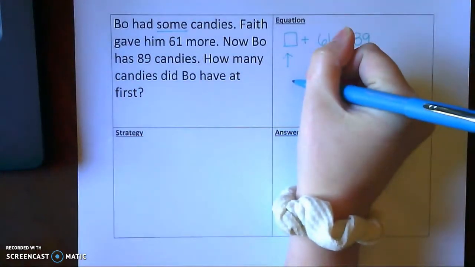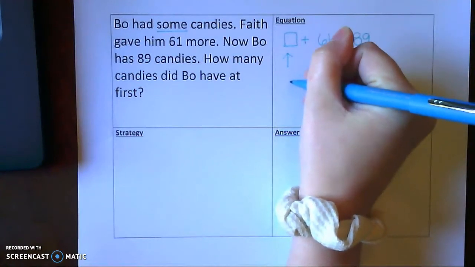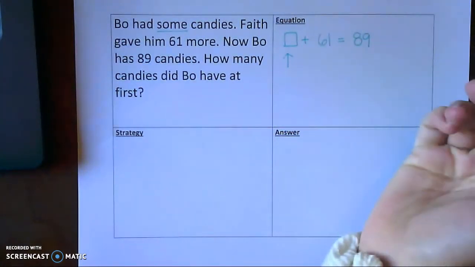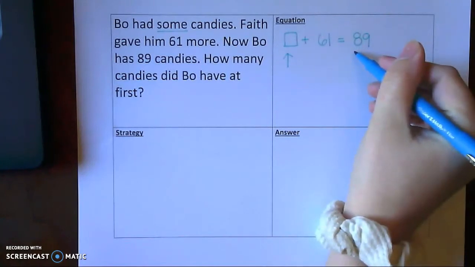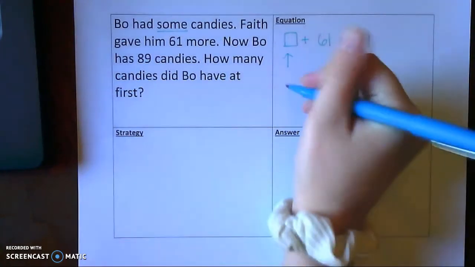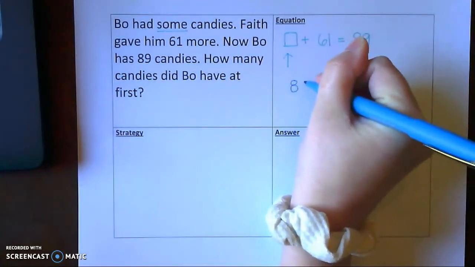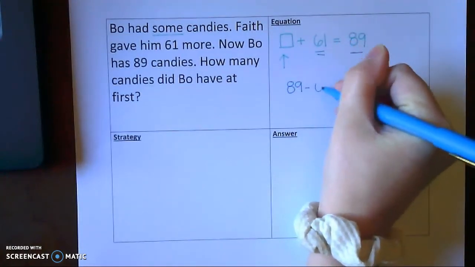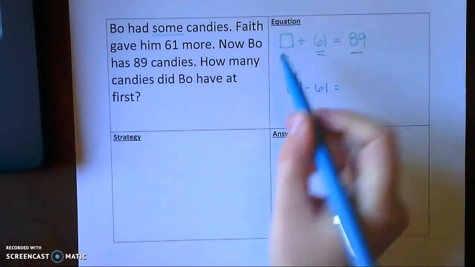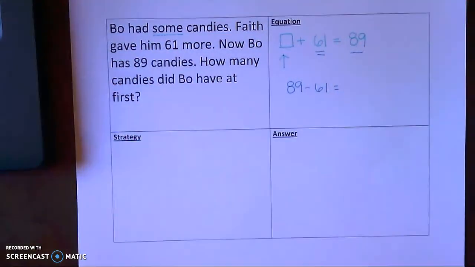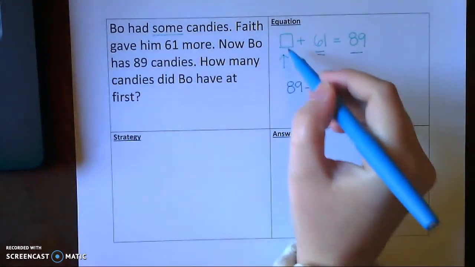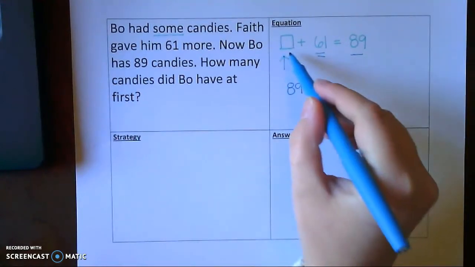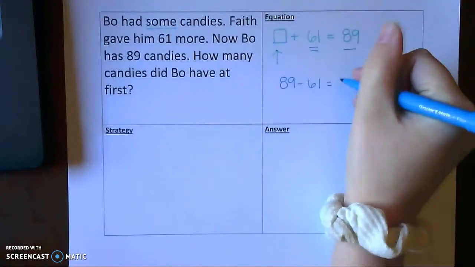If we're thinking about how we can turn this into a subtraction problem, we know we have to start with the highest number. 89 will be our beginning number, and we will be taking away 61. When we do that, we'll be able to find how many Bo had at the beginning, because 61 plus whatever the answer is will equal 89.